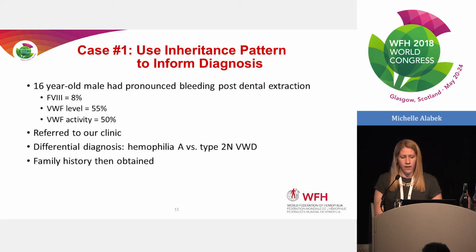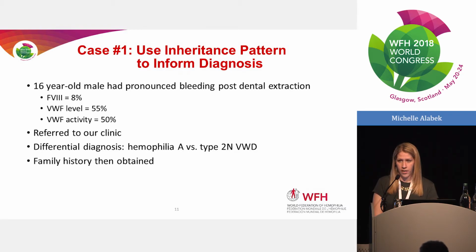So the first case is going to emphasize the ability to use a pedigree and the inheritance pattern that you may see in a pedigree to inform your diagnosis. So we had a 16-year-old male who had pronounced bleeding post-dental extraction. He had initial workup before he got to our clinic. Factor VIII level was 8%, von Willebrand level 55, and von Willebrand activity was 50.